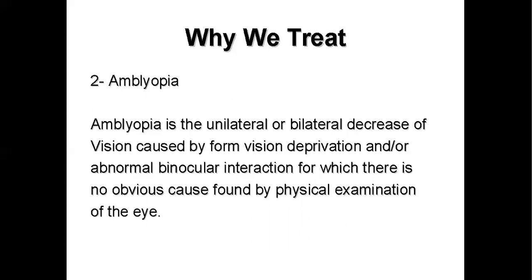So what is amblyopia? Amblyopia is the unilateral or bilateral decrease of vision caused by form vision deprivation or abnormal binocular interaction for which there is no obvious cause found by physical examination of the eye. So this abnormal binocular interaction is the key word for strabismic amblyopia. It means amblyopia caused by squint is because of abnormal binocular interaction, while form vision deprivation is caused by other factors like uniocular refractive error or uniocular cataract.